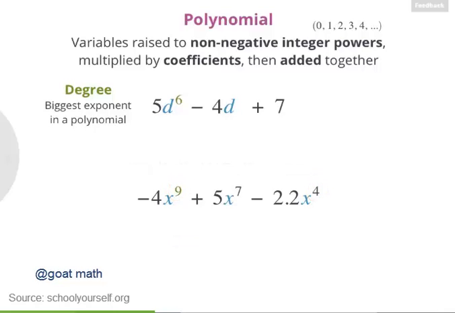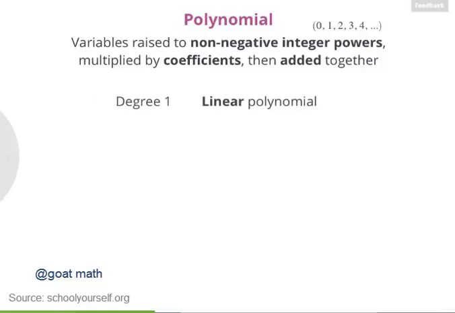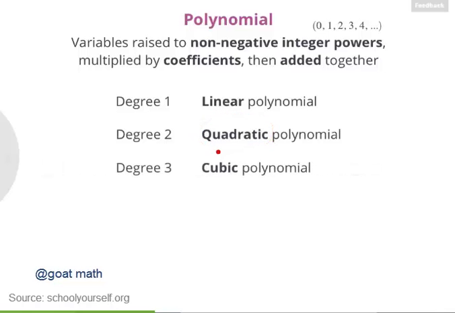Now here are a few names to remember. Polynomials with degree 1 are called linear. Polynomials with degree 2 are called quadratic. Degree 3 are cubic polynomials, and degree 4 are quartic polynomials.